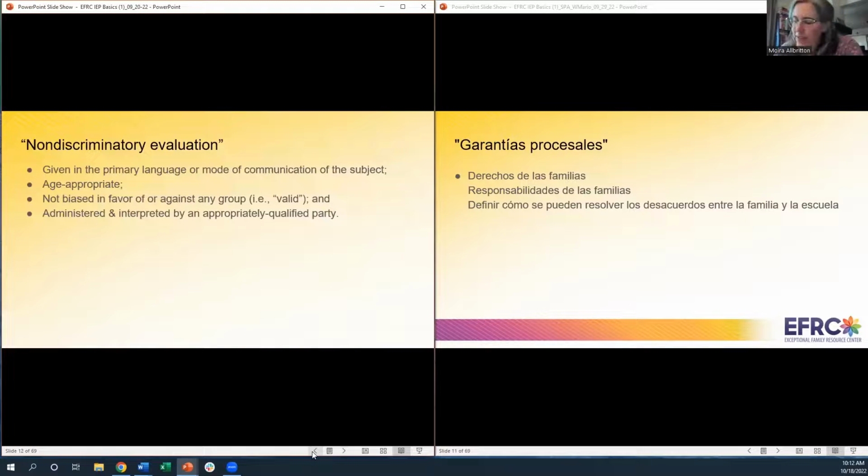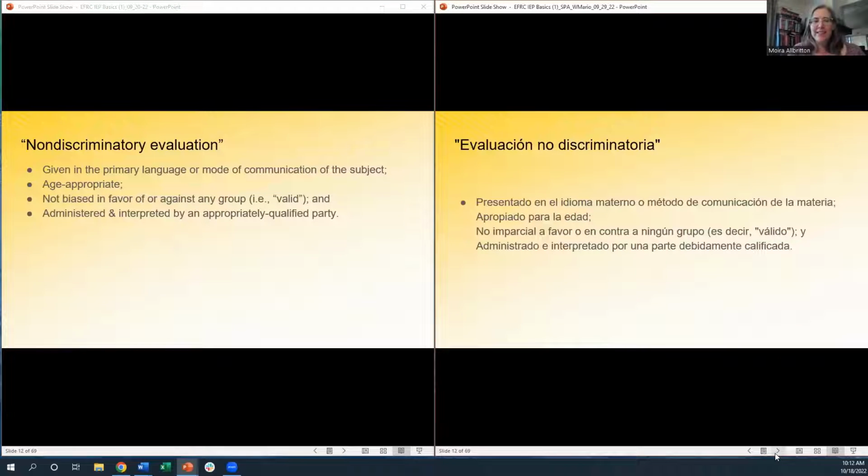The next component is non-discriminatory evaluation. This non-discriminatory means a lot of things, but primarily it means that a student will be assessed in their primary language, their primary mode of communication. The assessment that they receive should be age appropriate, meaning that if a student is a teenager, we're considering teenage kinds of skills and topics. If they're a youngster, we're assessing them like we would a youngster.